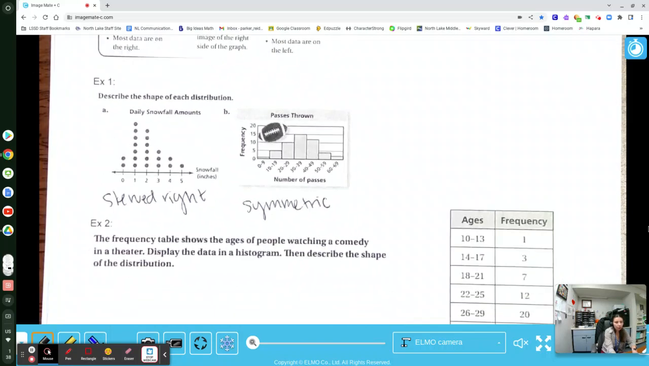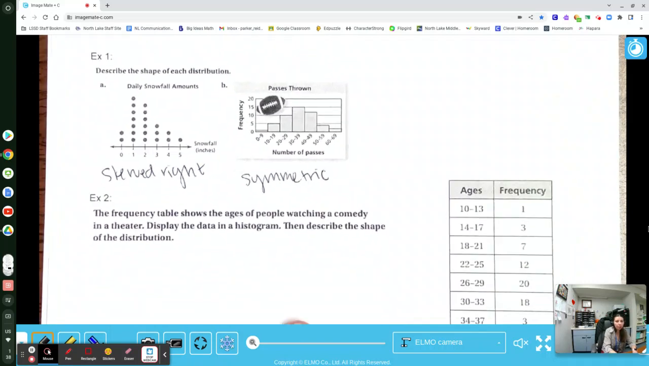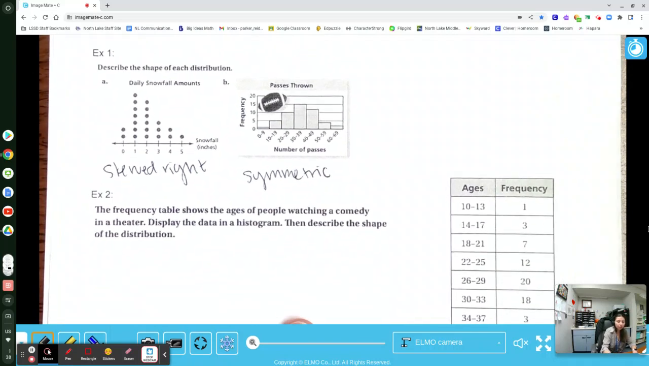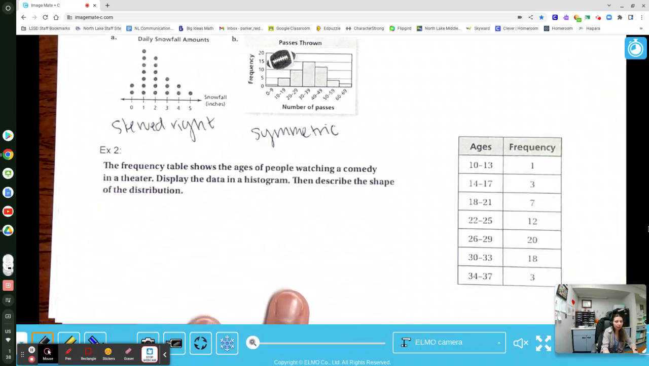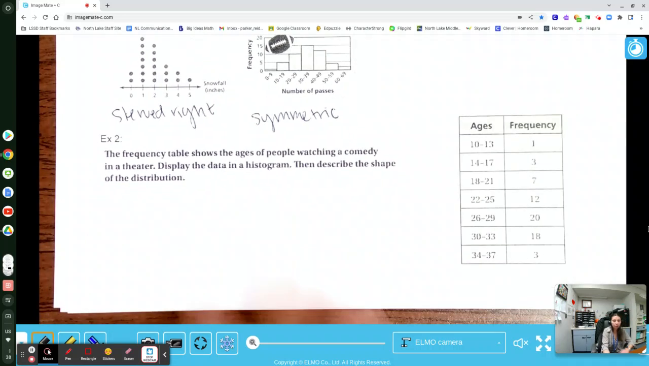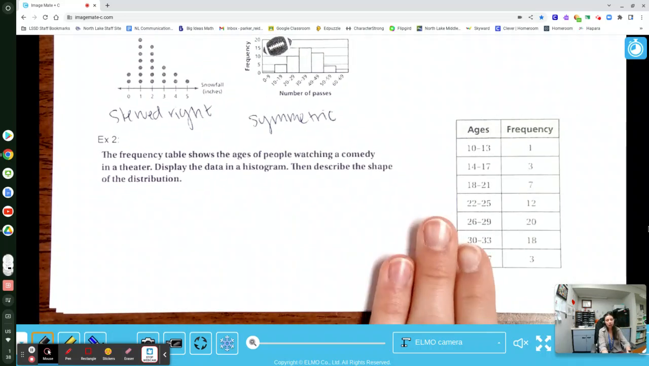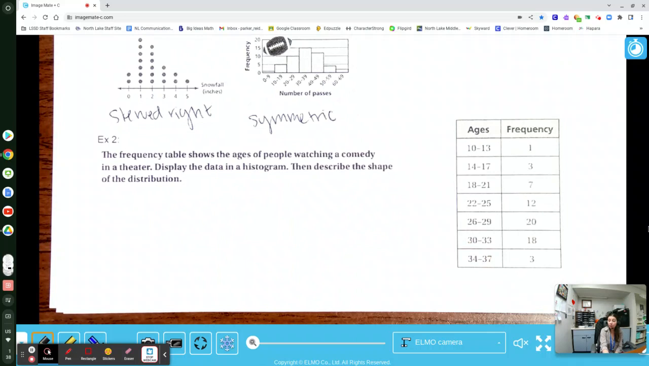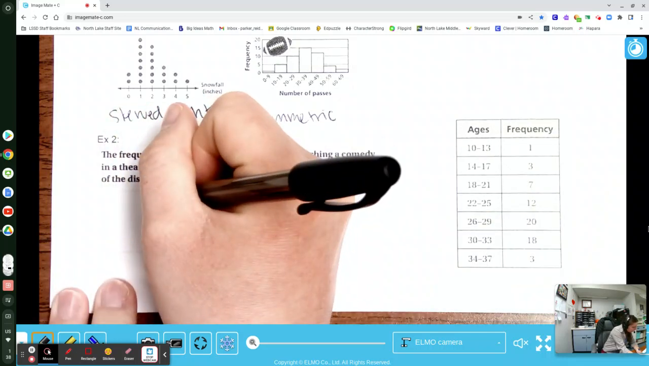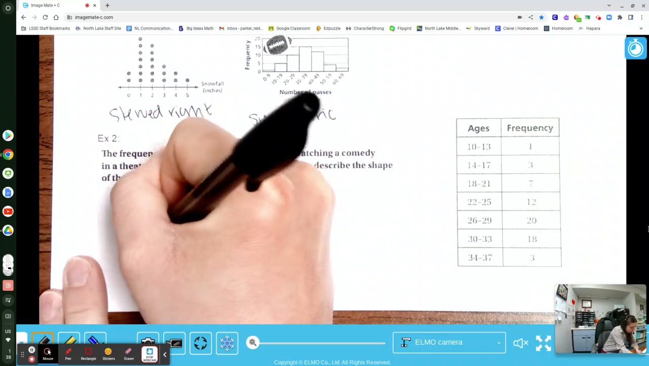And example 2, the frequency table shows the ages of people watching a comedy in a theater. Display the data in a histogram, then describe the shape of the distribution. So generally to describe the shape of a distribution, it is helpful to have a visual like a histogram or a dot plot. In this case, they asked us to create a histogram. So let's do that. So we're going to have two axes.